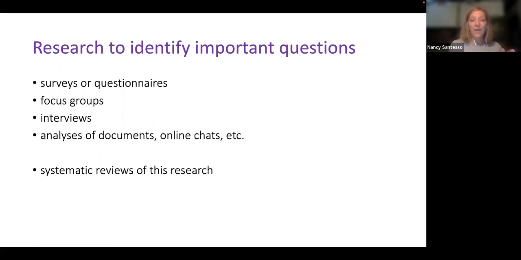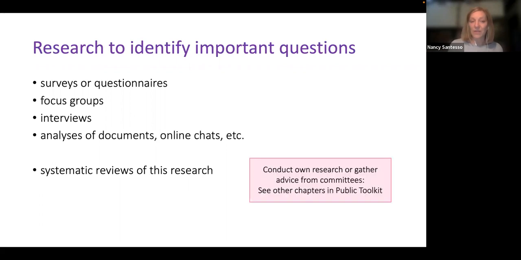So I think we do have to be broad about what we mean by research, and move beyond just what's published in PubMed or Medline or Embase. And again, we could find systematic reviews of this type of research that have already been done too. As I said, if you're going to conduct your own research or work with advisory committees, that's covered in another chapter. You could do your own research, but it would be great to see what other research is out there too.